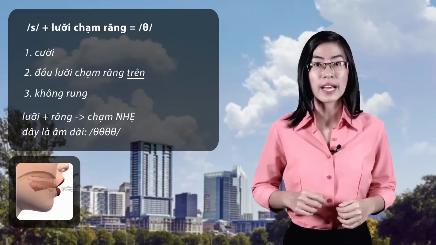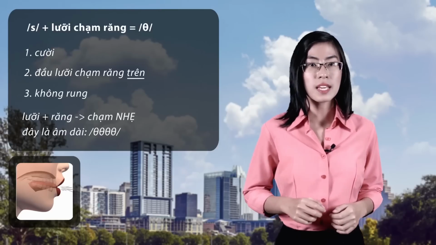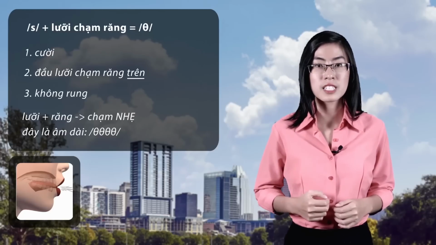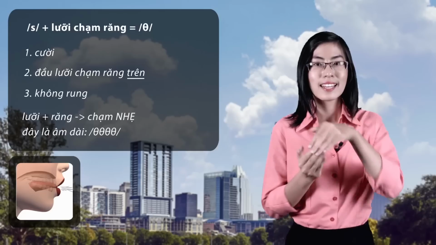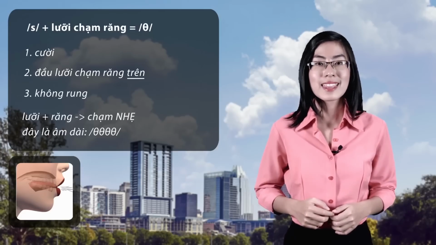Đừng ngại đưa lưỡi ra ngoài khi tạo âm. Đây là một điều rất bình thường trong tiếng Anh. Tuy nhiên, nếu bạn không muốn đưa lưỡi ra ngoài thì hãy chạm đầu lưỡi vào phía sau phần răng trên. Như thế này. Và bạn vẫn sẽ tạo âm đúng.